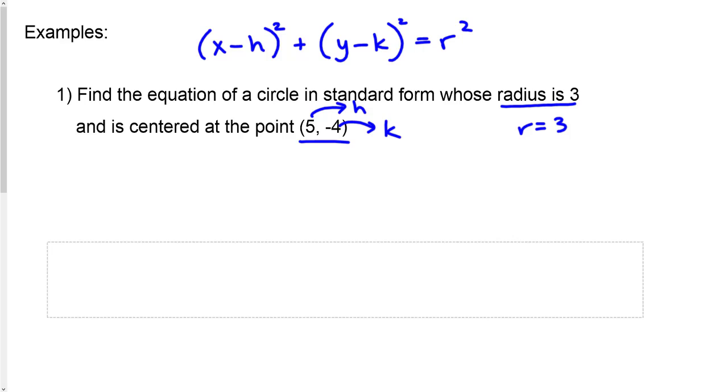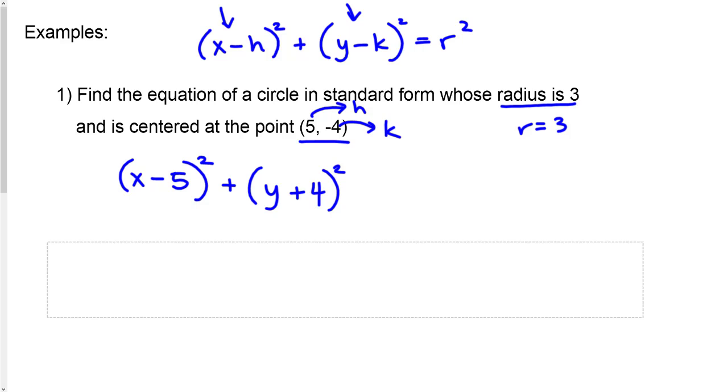So the equation of the circle in standard form is going to be x minus 5 quantity squared. And notice it's a positive 5 in the point, but it's a negative 5 in the equation of the circle because the equation of the circle says x minus h. Similarly, I'm going to write y plus 4 quantity squared because when I do y minus k, it's y minus negative 4, which becomes y plus 4, equals 9, because 3 squared is 9. Okay?